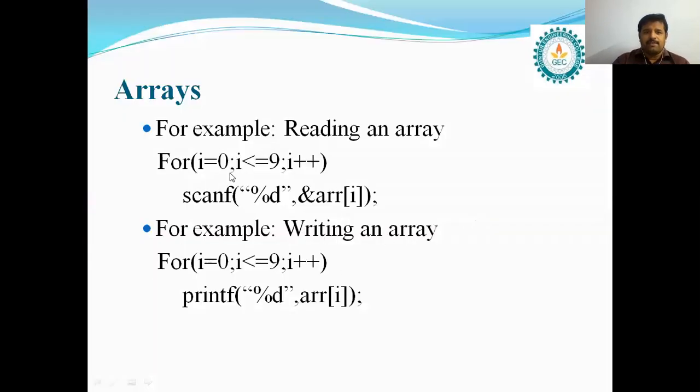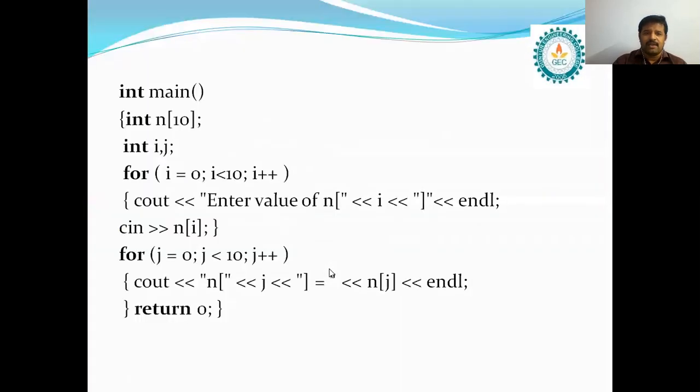In the case of the C programming language, we can read the values of an array by using the scanf function, and printf is the function which is used for displaying the elements of an array. Whereas in C++, we can use cout to print the values, and cin is used to read the values into the array.